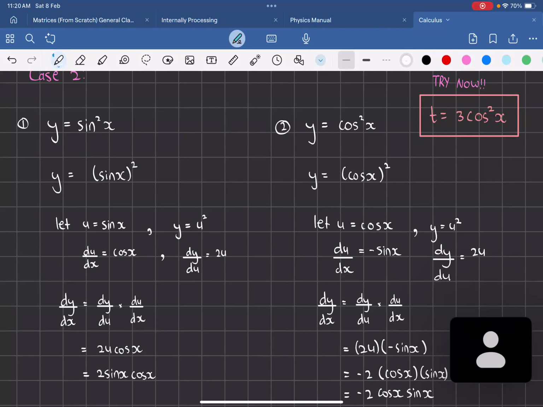Right? And if u is equal to cos x, then t would be equal to 3u squared. Not 3 squared, 3 squared is 9. Remember, we're replacing the u for the whole cos x, so 3u squared. So we're going to end up with t is equal to 3u squared. And when you differentiate that, you get 6u, correct.